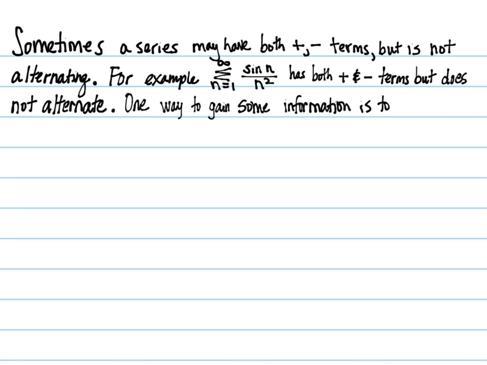is to consider what happens when you look at the absolute value of this. So the summation of n equal 1 to infinity of the same a sub n that I just did, so sine of n over n squared, but the absolute value of that instead.